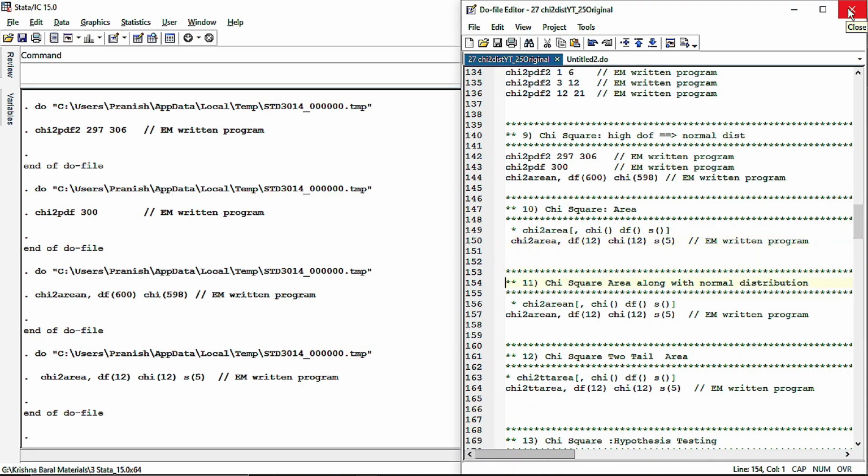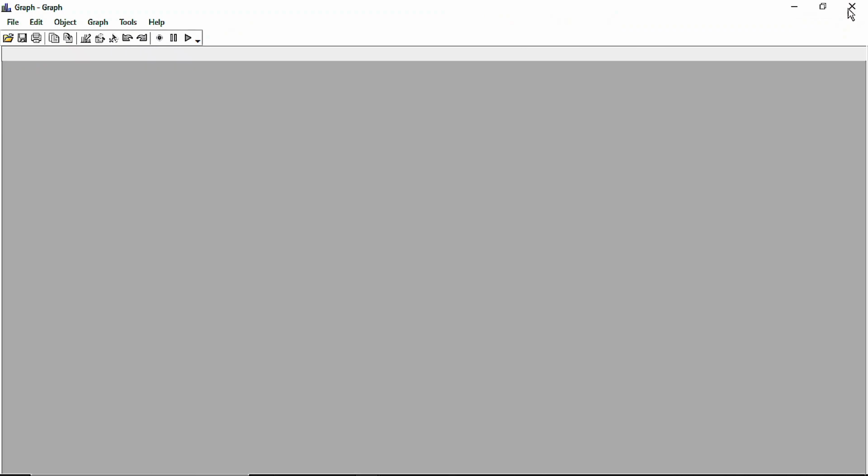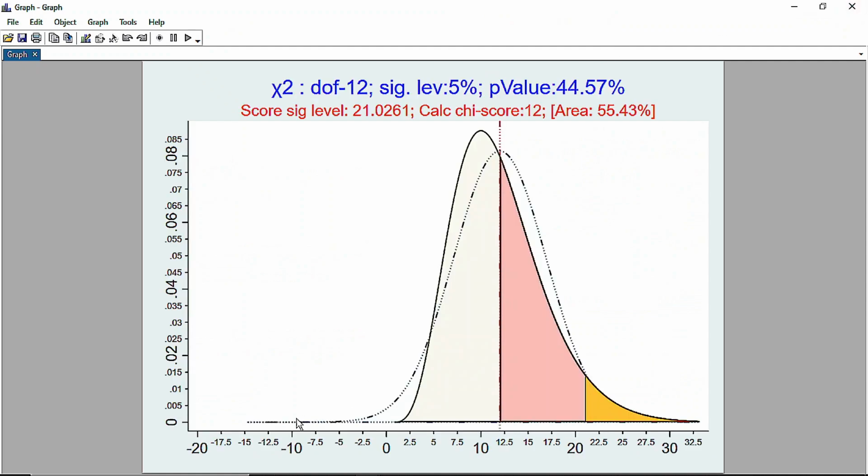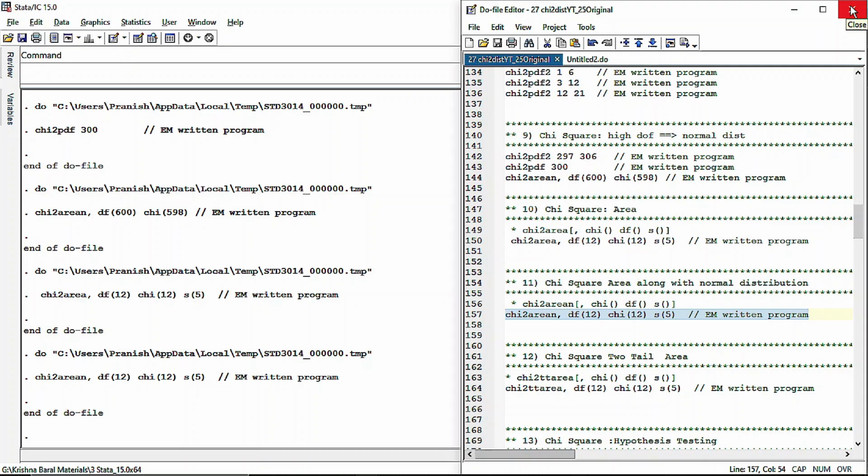Along with this area graph, if we want to draw the normal distribution, we have another program, chi-square area n, where n stands for normal, for the given parameters degrees of freedom and chi-square value. So at the backdrop we have a normal distribution. It is the same graph, the only difference is that at the backdrop we have a normal distribution with the mean and variance equal to the mean and variance of this chi-square distribution.